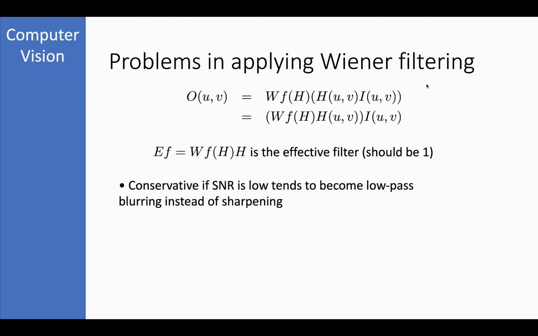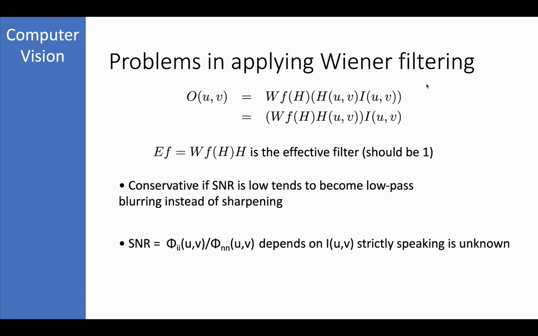Now, if we talk about conservative, meaning that if SNR is low, this actually tends to become a low-pass filter. So the Wiener filter with low SNR assumption will actually blur the image instead of sharpening it. Now, SNR is really something difficult to know because it depends on the power spectrum of the image and the power spectrum of the noise. So it actually depends on the power spectrum of the original sharp image, which we do not know in the first place.